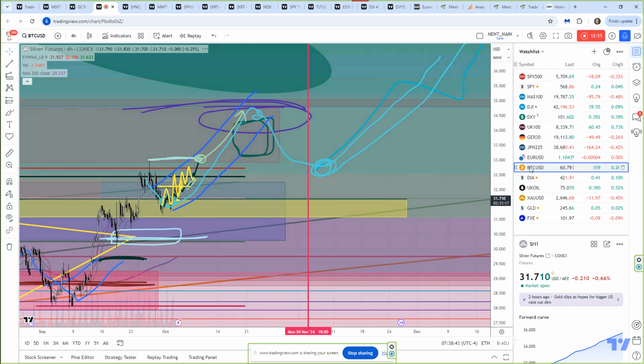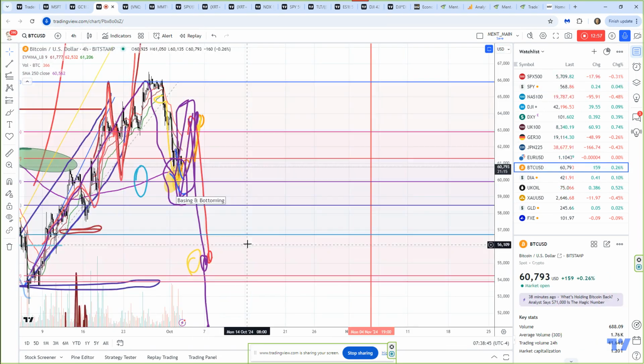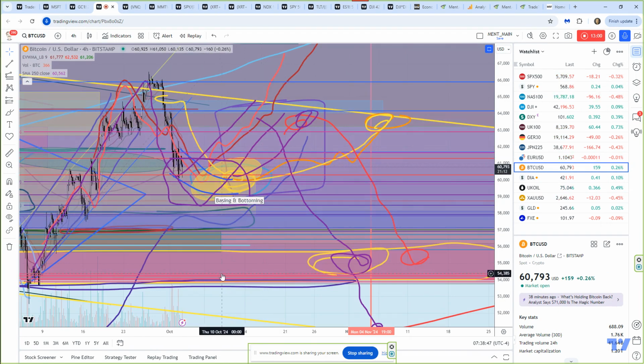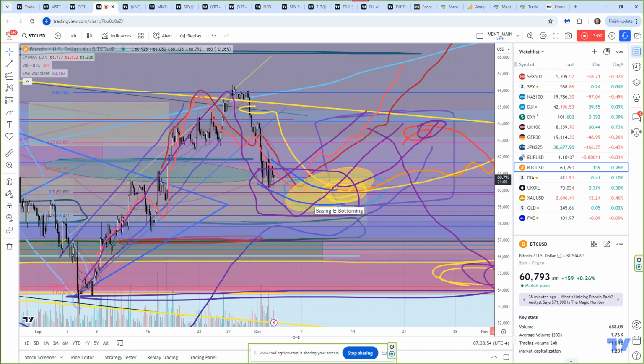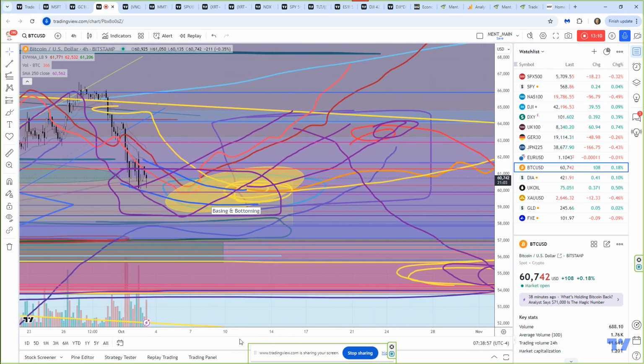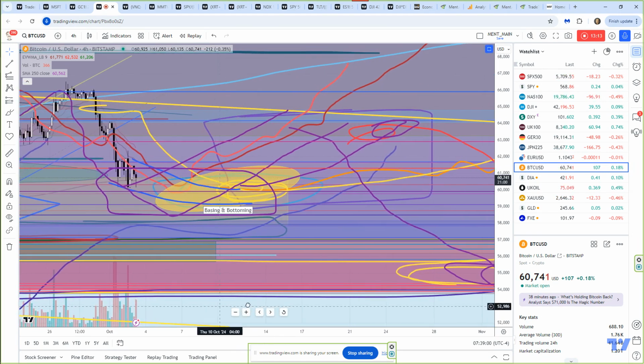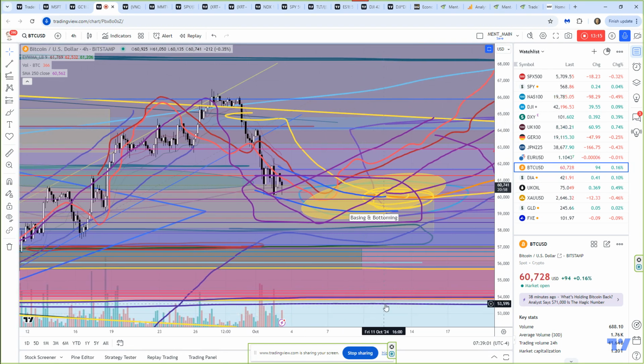Okay, now let's go to Bitcoin. Bitcoin is doing pretty much exactly what I said. We're moving into this rolling basing pattern. And I know there's a ton of people out there that were expecting a big move to the upside in Bitcoin. I mean, it's going to happen, guys. This is what I've been warning about with the elections for the last 5, 6, 7 months.